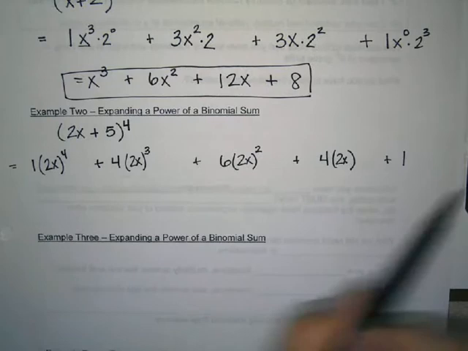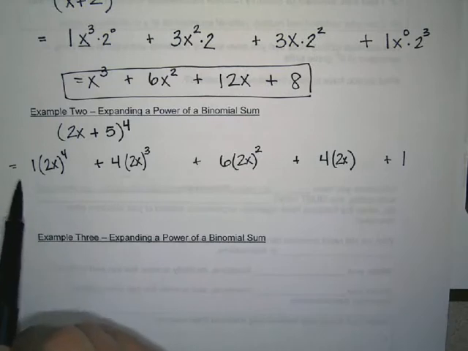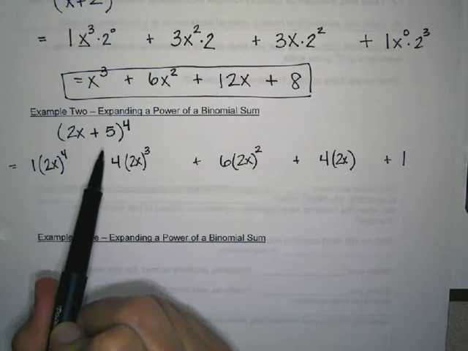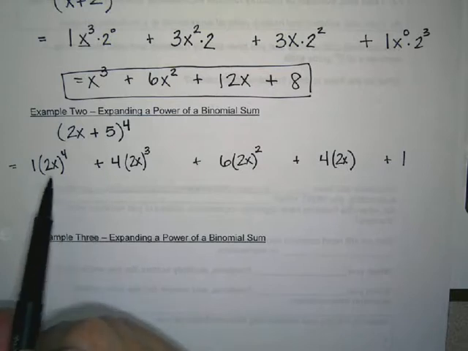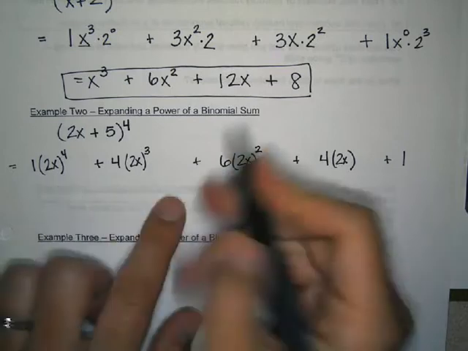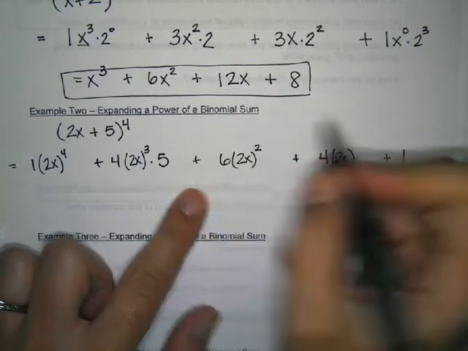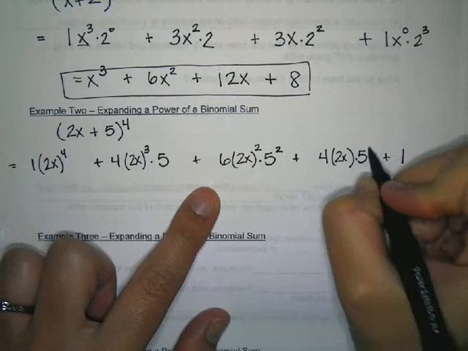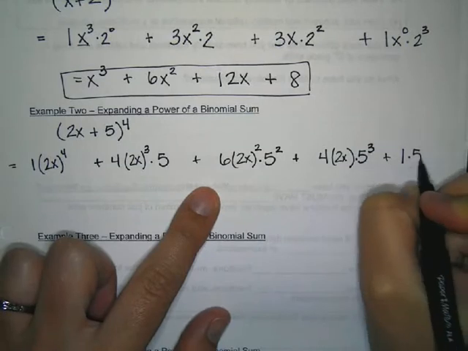Go back to the front of the expansion here, and then we take our second term in the parentheses, so 5, and we increase an exponent as we go left to right. So we're going to start at 0, 5 to the 0 is 1, and the next term will have a 5, then 5 squared, then 5 cubed, then 5 to the 4th.